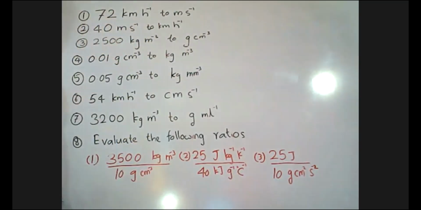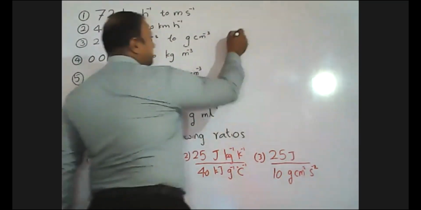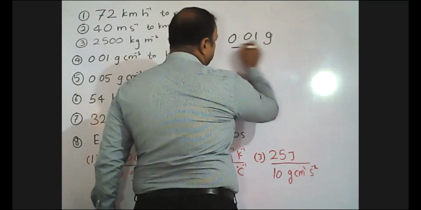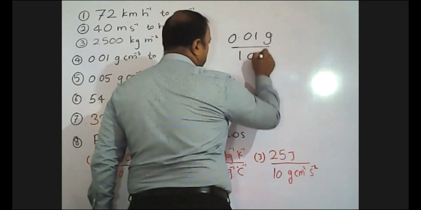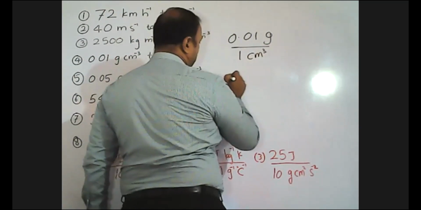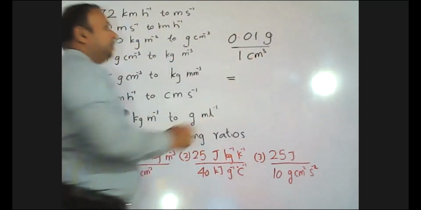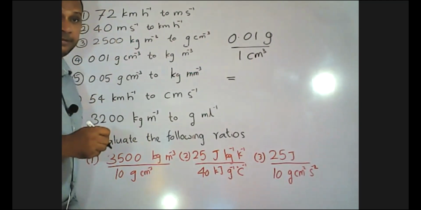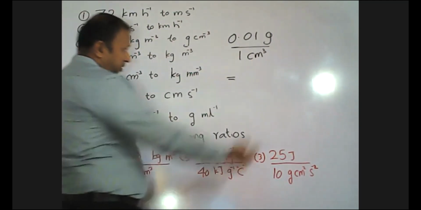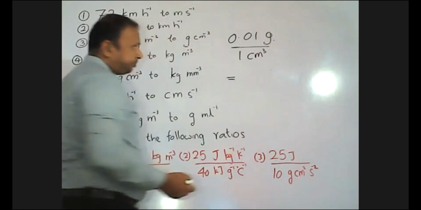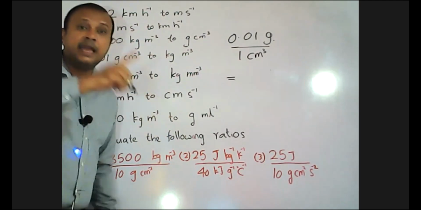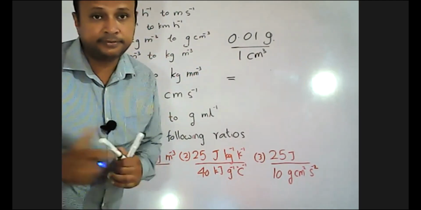Fourth one. 0.01 gram per cubic centimeter. I have to convert this one into kilogram per cubic meter. So you have to convert gram into kilogram. Gram into kilogram means a small scale into a large scale.